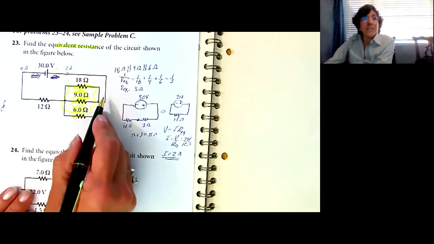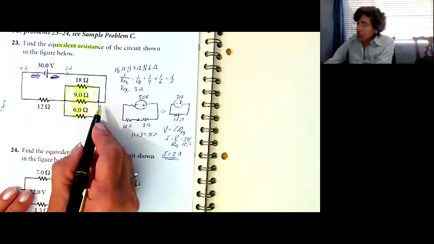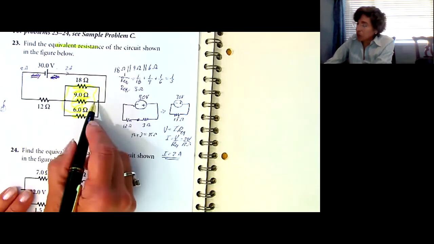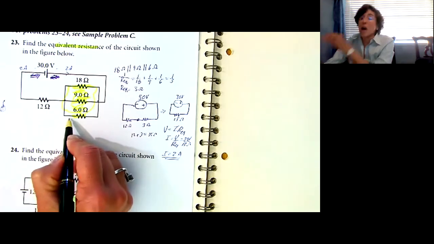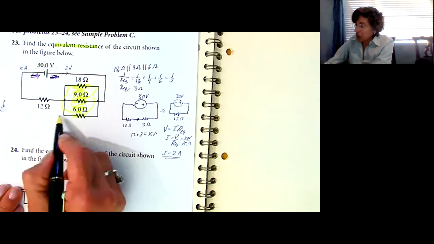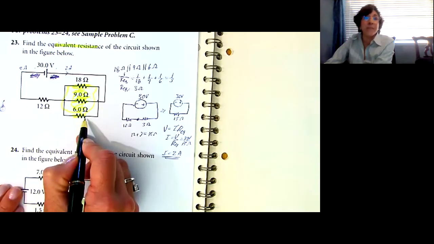When it gets on this side over here, it's going to split up. Some of it's going to go through the 18 ohms, some of it's going to split up to the 9 ohms, some is going to split up to the 6 ohms. And all I know is that the voltage across all 3 is the same because they're in parallel.